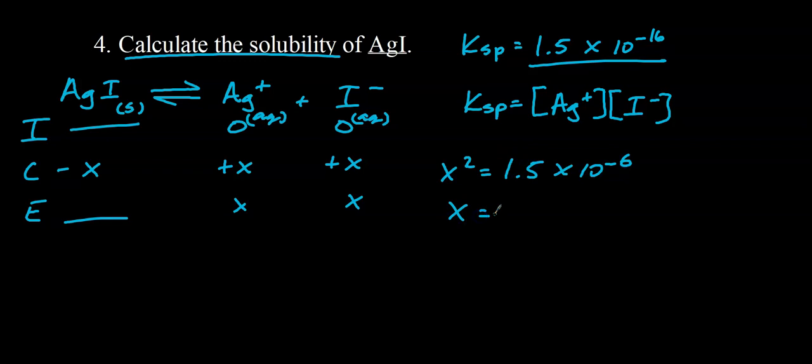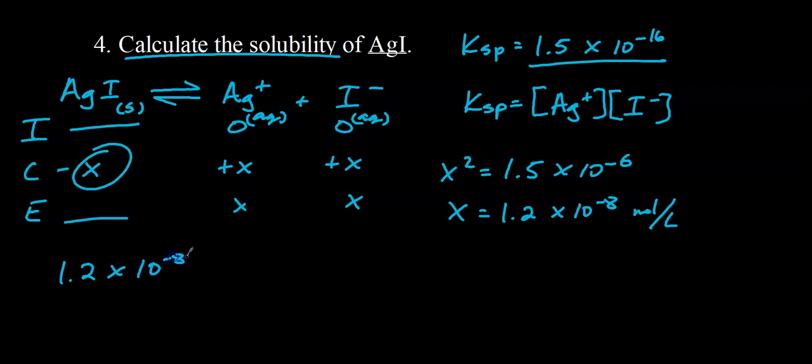Solve for x. Go ahead and pause the video and do that now. All right, we get 1.2 times 10 to the negative 8th. Now, keep in mind that that's this value here. So that's our solubility in moles per liter, the molar solubility. Let's take that molar solubility and convert it to a solubility in grams per liter.